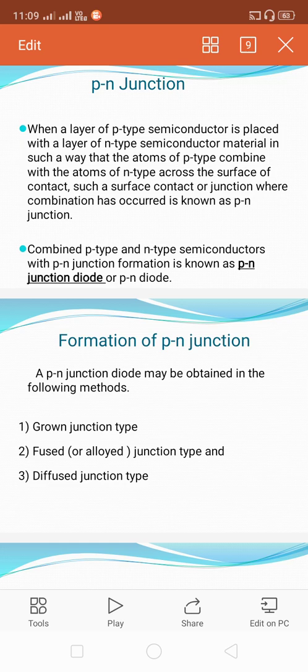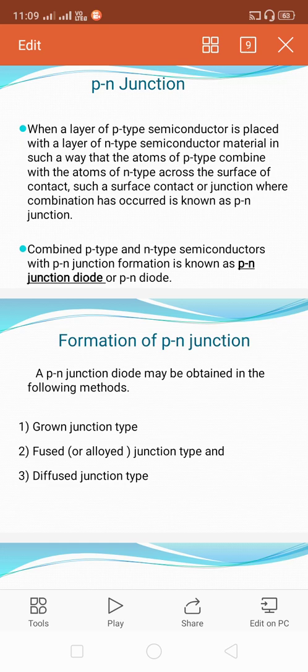Today our topic is PN junction diode. In this PN junction diode, what we are going to see is how we can form a PN junction diode, next, biasing of PN junction diode and its characteristics. This is what we are going to see. What is a PN junction diode?